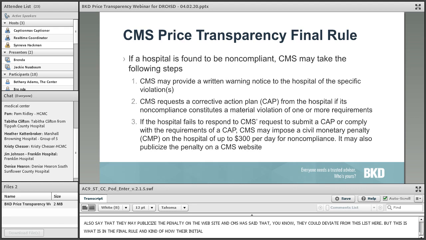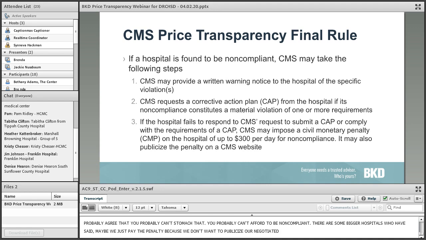They did also say that they may publicize the penalties on CMS's website, and CMS has said that they could deviate from this list here, but this is what's in the final rule and how their initial approach will be to make sure hospitals are compliant. Now, we have heard from some hospitals saying, well, if you do the math, $300 per day for noncompliance works out to be about $100,000 per year.